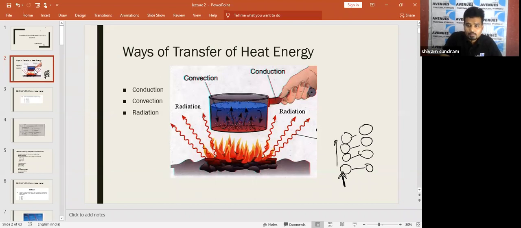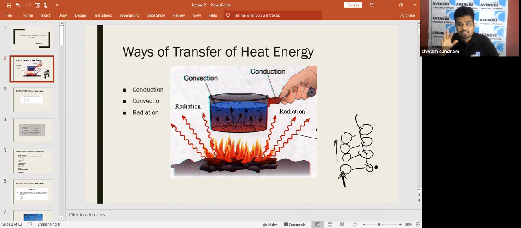You are giving energy to this cycle, and due to that energy, it gives energy to the next one, like this. It's a continuous chain reaction that goes on from this side to that side. So here what happens? Energy is moving, but the particle is not moving. The cycle itself is not moving. Energy is moving, and that is called conduction.